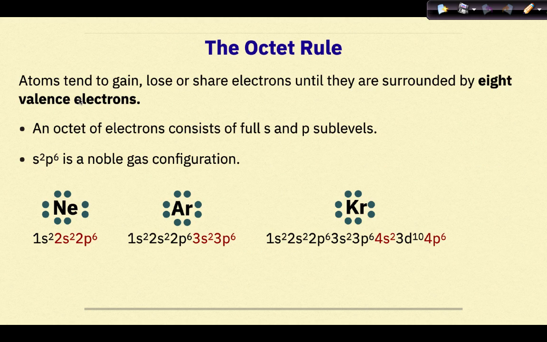The octet rule. Atoms tend to gain, lose, or share electrons until they are surrounded by 8 valence electrons. An octet of electrons consists of full s and p sublevels. s2p6 is a noble gas configuration. So in neon, we can see the full s2p6 configuration in 2s2, 2p6. In argon, we can see it as 3s2, 3p6. And in krypton, we look for the highest principal energy level, and we can see this as 4s2, 4p6.